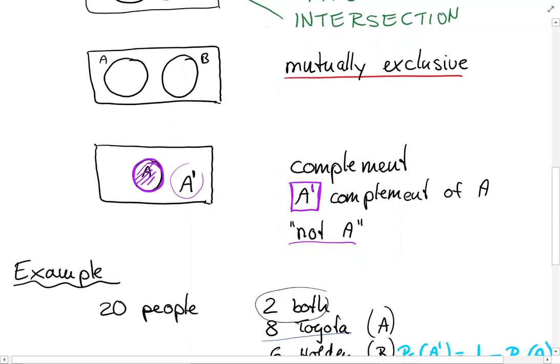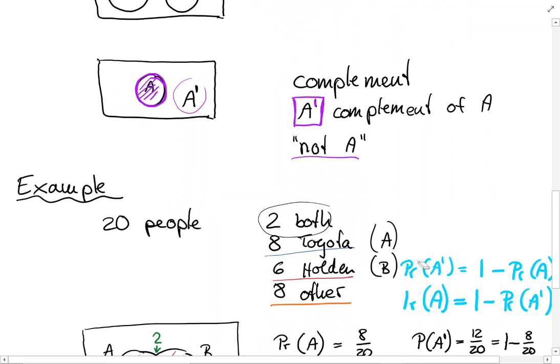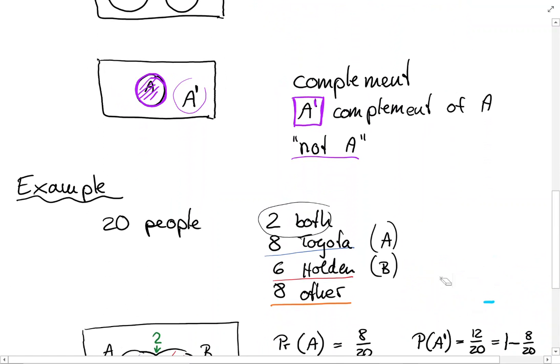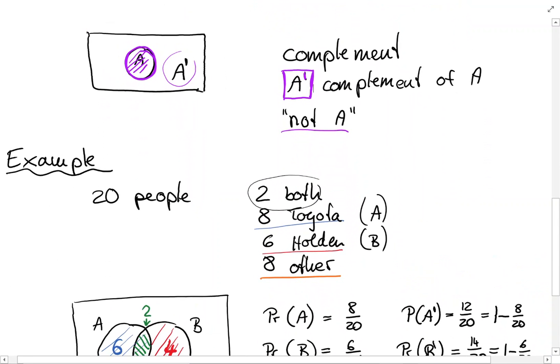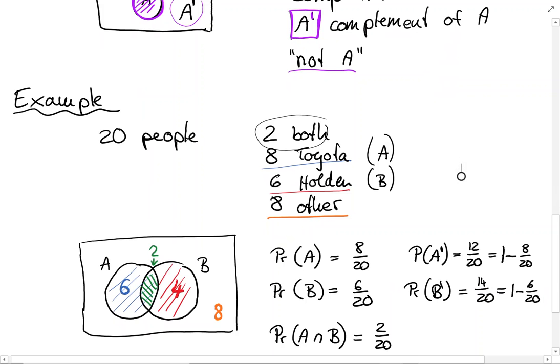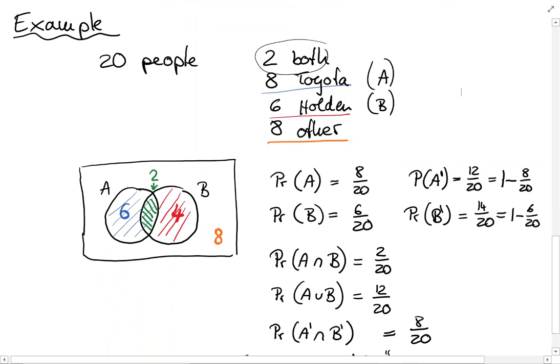Now, I've invented an example here where I've surveyed 20 people, and I've investigated already the probabilities here. So I've said, oh well, that's 2 people that have both, and 8 people driving Toyota, and 6 are Holden, and 8 something else. So how would you write that in a Venn diagram? There's two people that have both. Well, obviously, those two people that have both, they go into the intersection. So they are here in the middle. That's the intersection. That's both of those people.